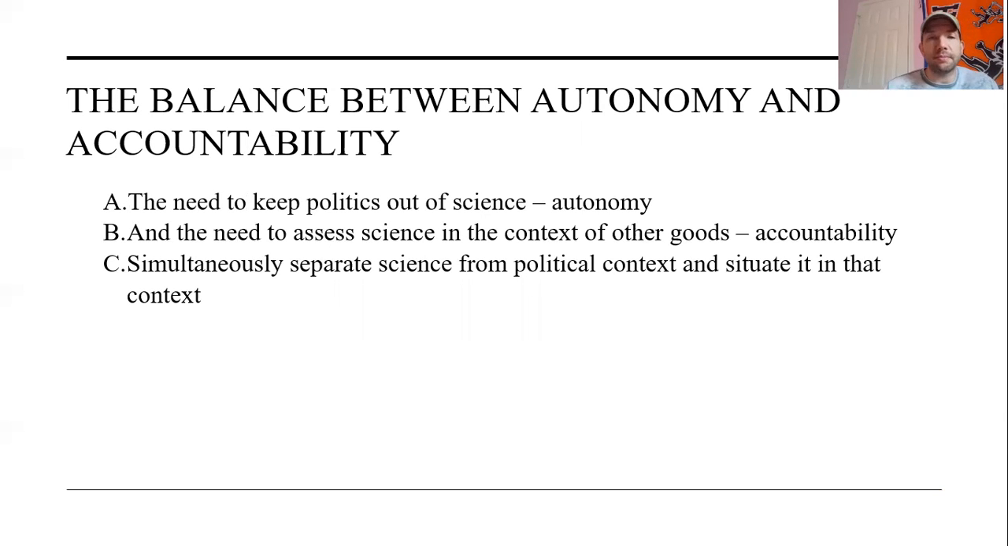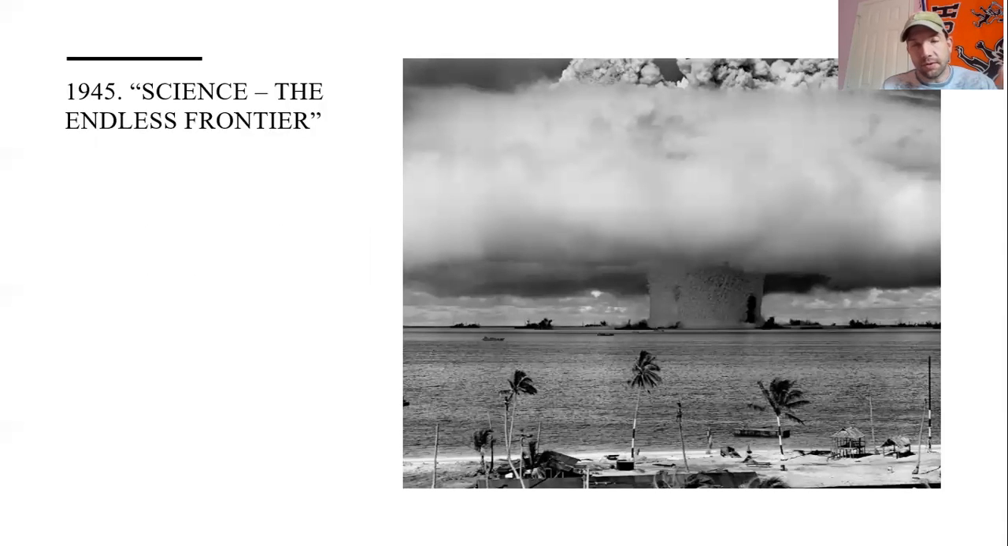So where do we find that balance? Simultaneously separating science from its political context and situating it in that context. Okay, in we go to Vannevar Bush's report, Science, the Endless Frontier, because that is a report that has shaped the way we think about this balancing act, accountability and autonomy.